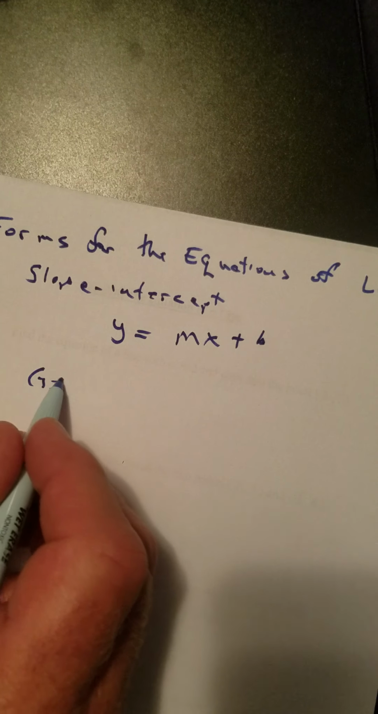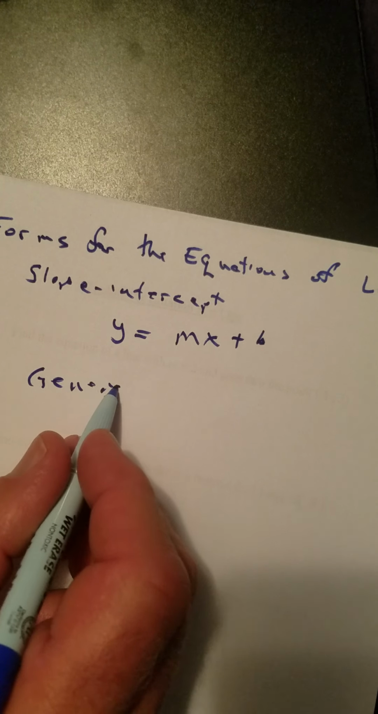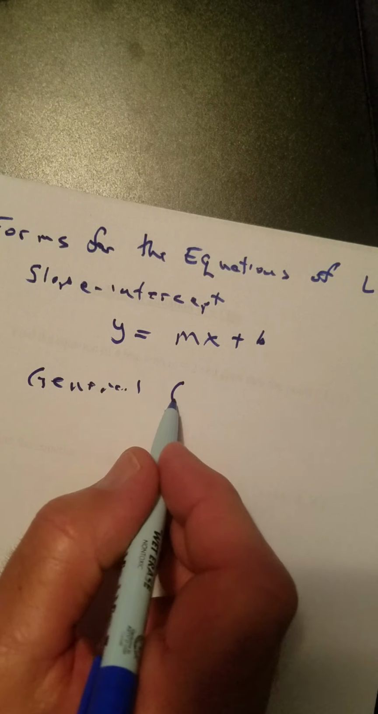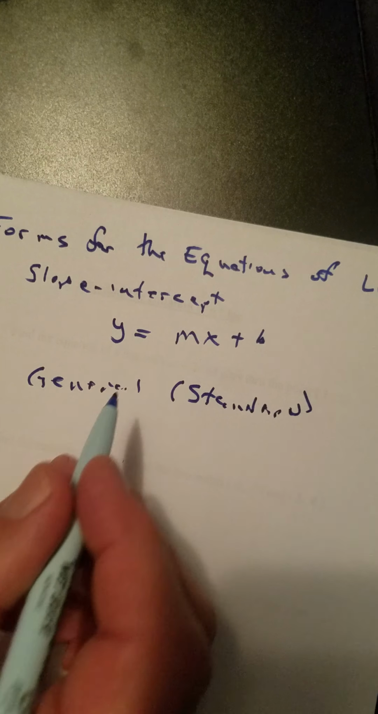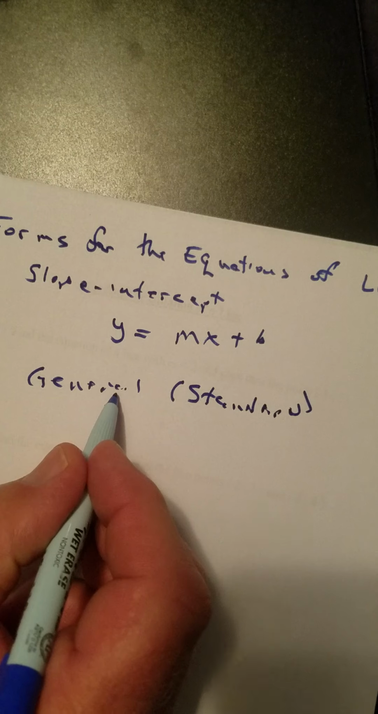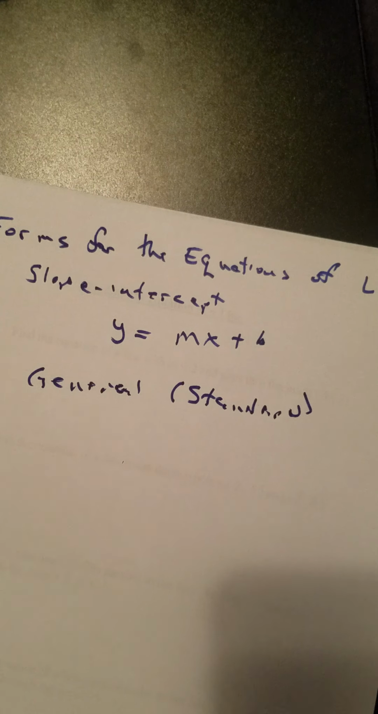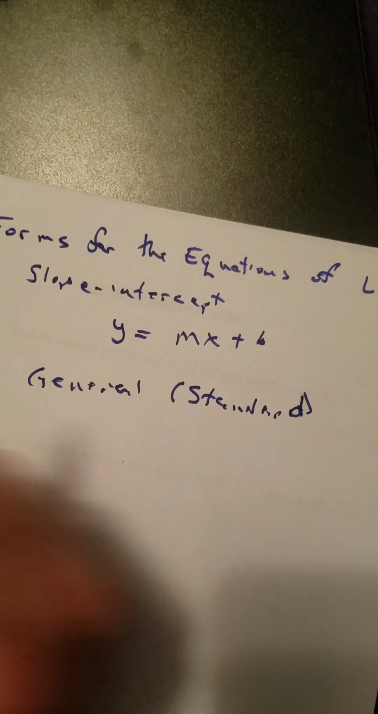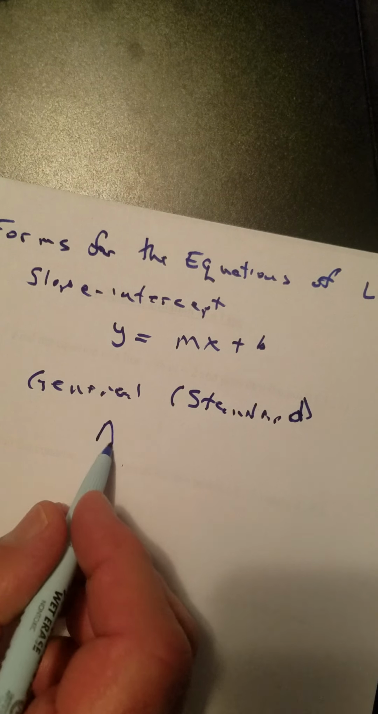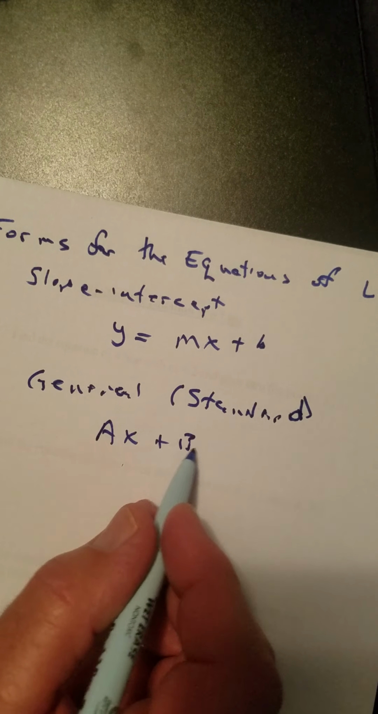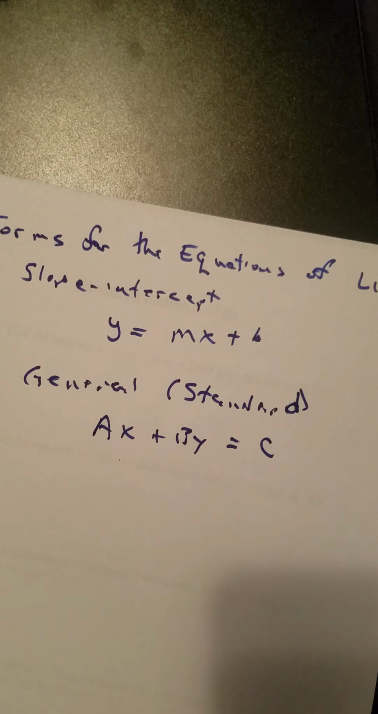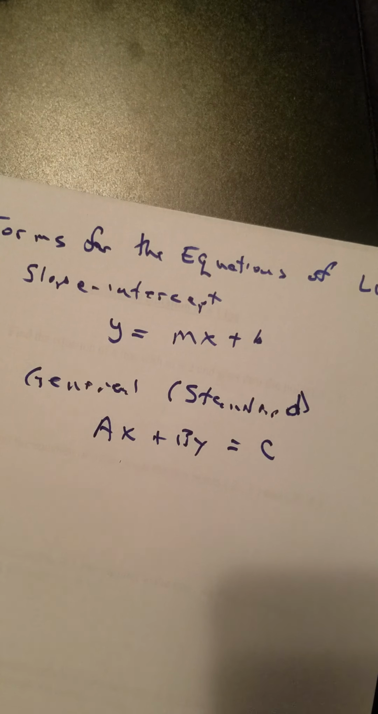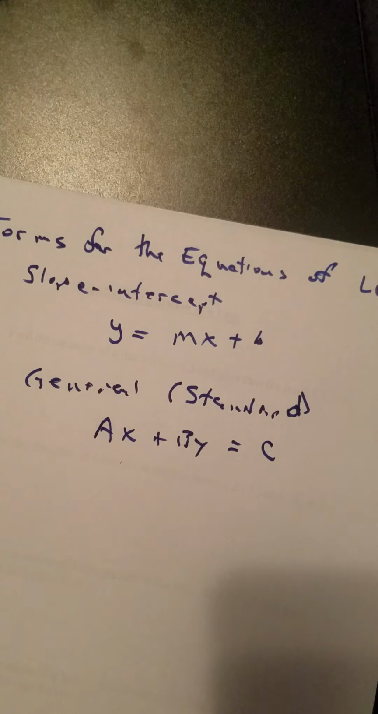Number 2 is general form. Sometimes called standard. Different books, it goes back and forth. I always have to look at the book and see what they use there, but it's either standard or general. They mean the same thing. But that is ax plus by equals c. And some books bring the c over here. Now, when you come up with answers, you're going to leave your answers in one of those 2 forms.